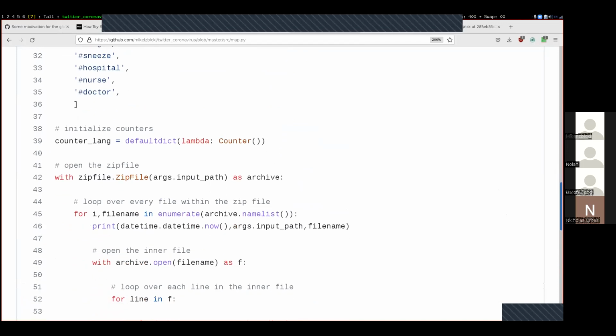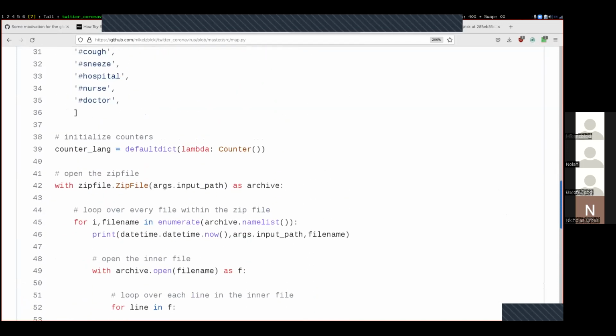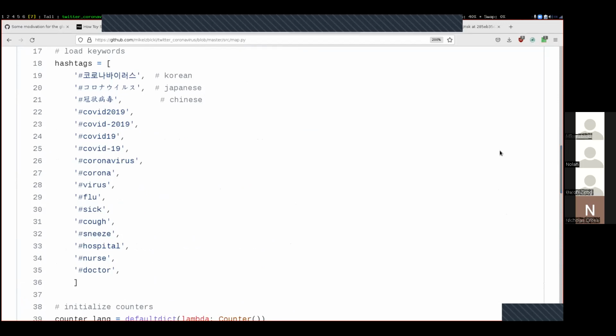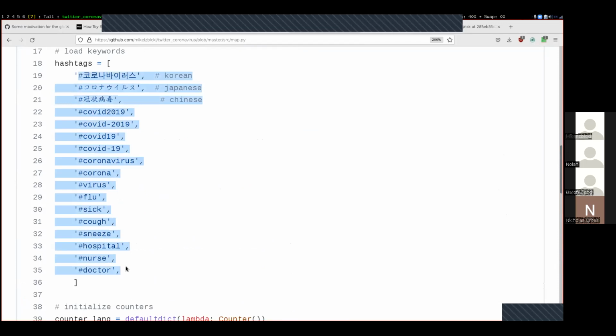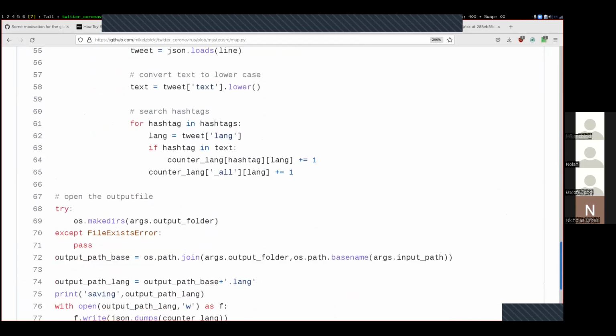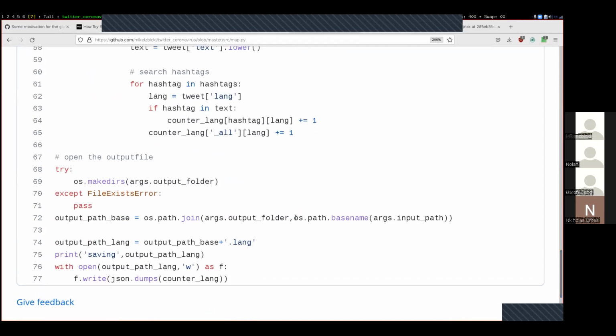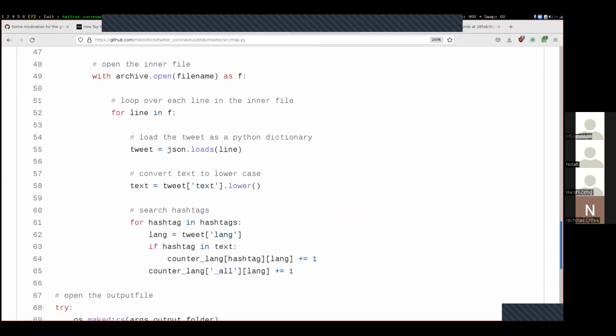But you're going to have to modify this code right here so that it's keeping track of how many times these different hashtags right here are mentioned inside of different countries. Right now it's keeping track of which languages are using the different hashtags. You'll have to modify this code so that it's keeping track of which countries are using the different hashtags.